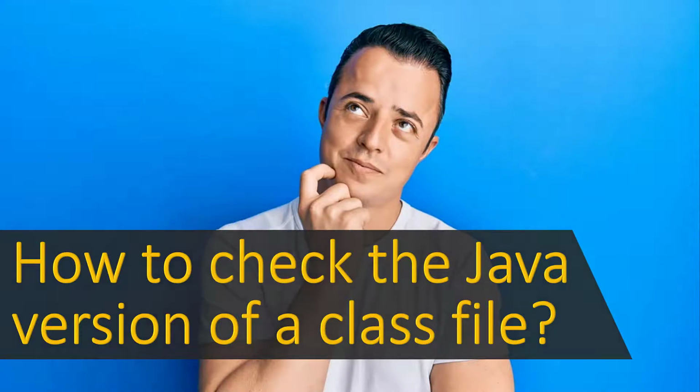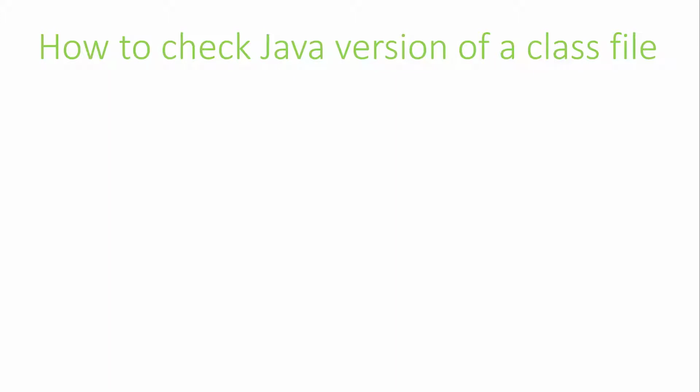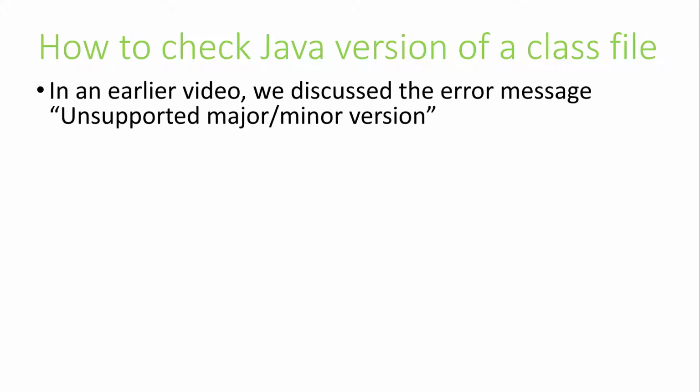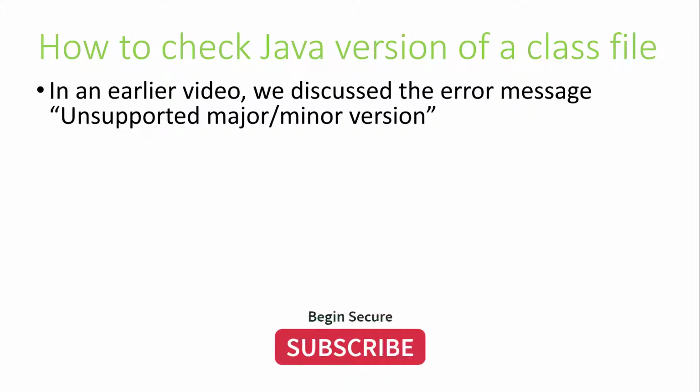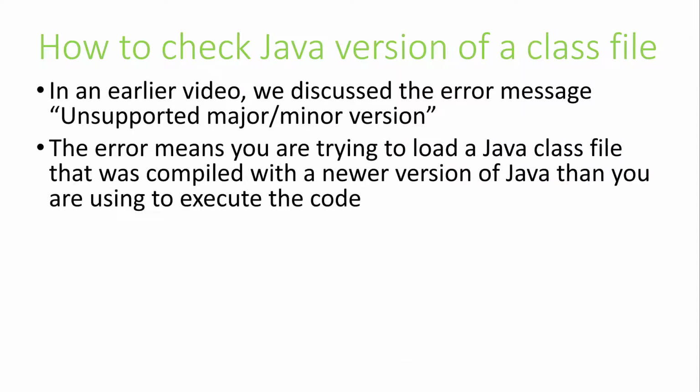In this video, we'll look at how we can determine the version of Java used to compile the class. In an earlier video in this series, we looked at the error unsupported major minor version. As we discovered in that video, the error means that you're attempting to run a class that was compiled with a newer version of Java than the one you're using to execute the code.